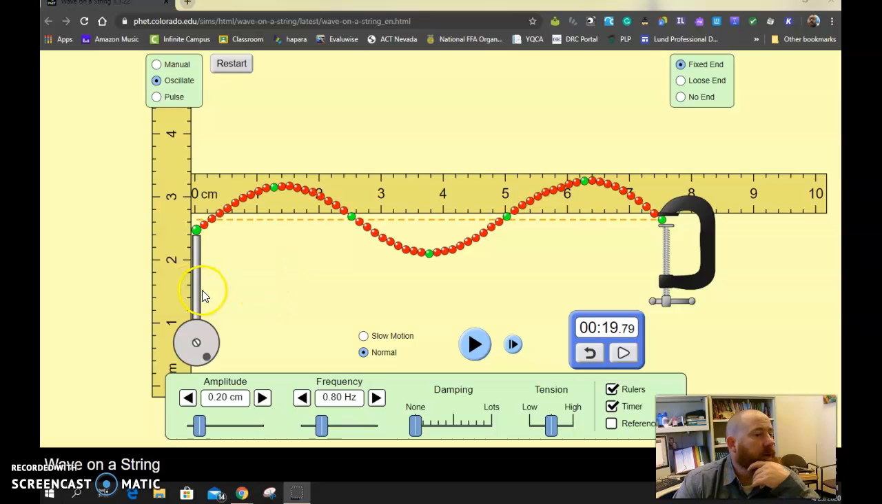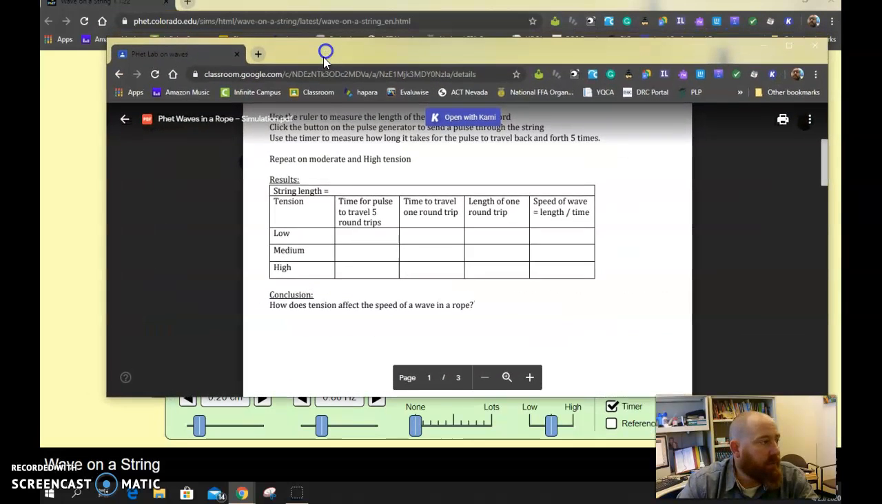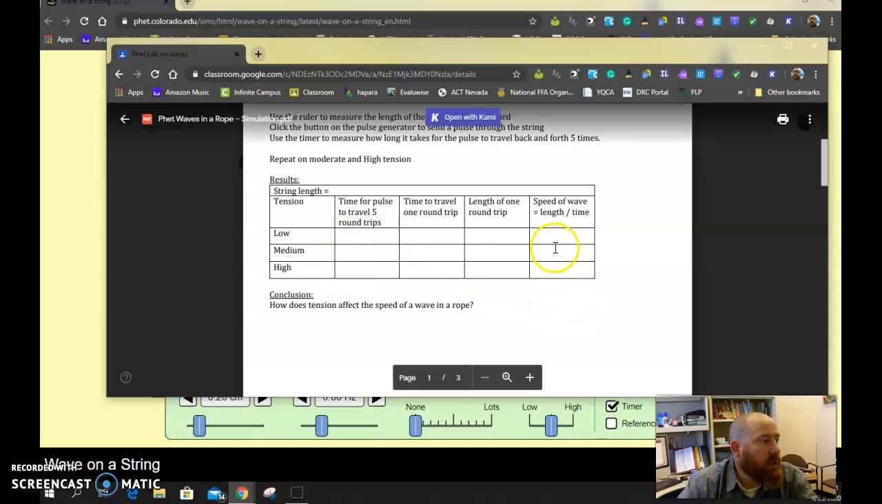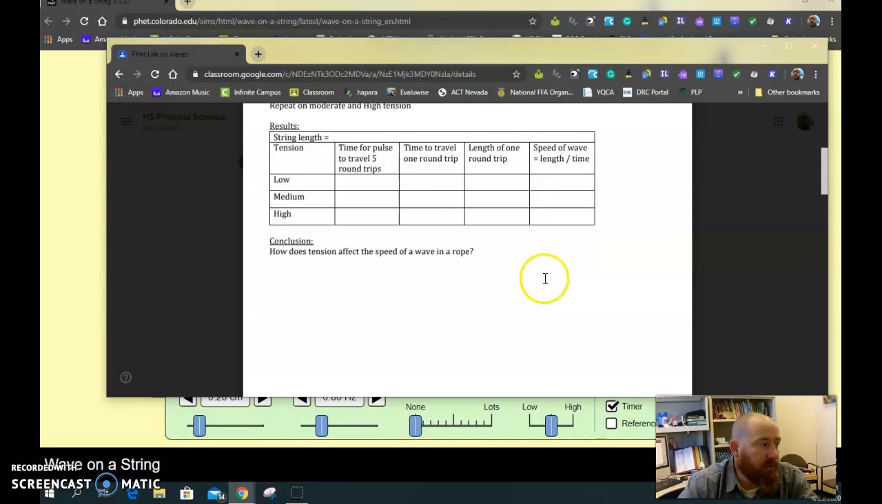Okay, so I've had a few questions on how to do this second part of your lab, and so from here, you should have figured out a velocity. You did your velocity for low, medium, and high tension. We're going to use your speed for your medium right here.